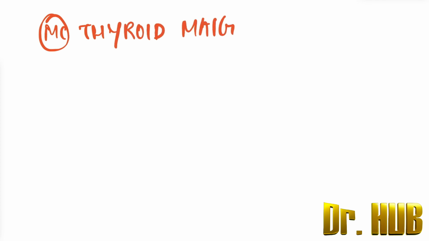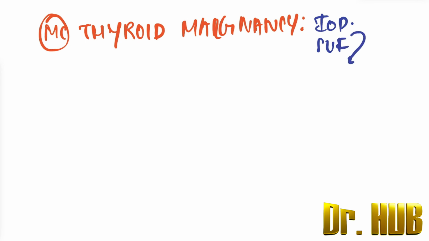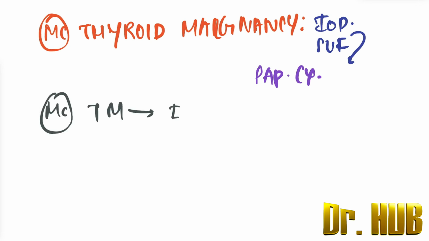Next, moving on to the most common thyroid malignancy in iodine sufficient areas. This is going to be the papillary carcinoma. And the most common thyroid malignancy in the iodine deficient areas. So here this will be the follicular carcinoma.